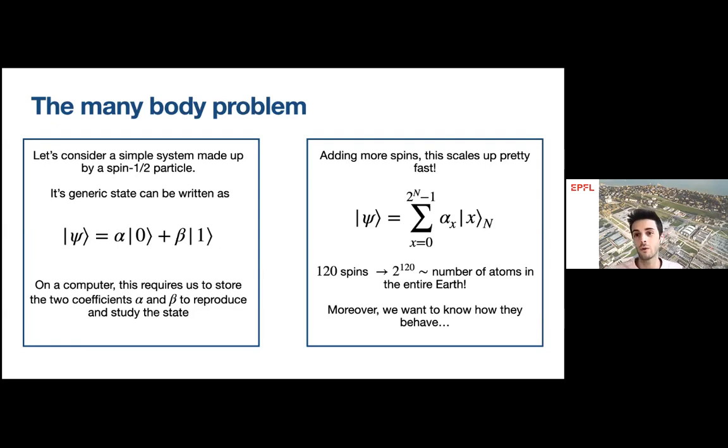And moreover, we want to know how these coefficients evolve, because we know that if the state is not an eigenstate of the Hamiltonian, these coefficients will vary in time following the Schrödinger equation.